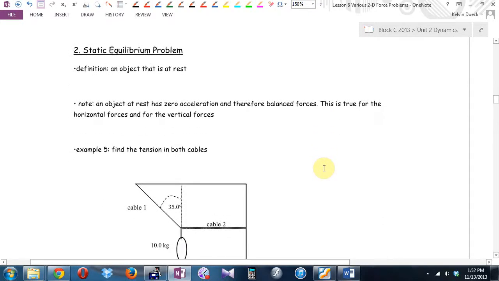The second one. The static equilibrium problem. What's the definition of a static equilibrium problem? An object that is at rest. If it's at rest, what's its acceleration? 0. If its acceleration is 0, what's its net force? 0. Okay? So an object at rest has 0 acceleration, and therefore all the forces are balanced. Its net force is 0.